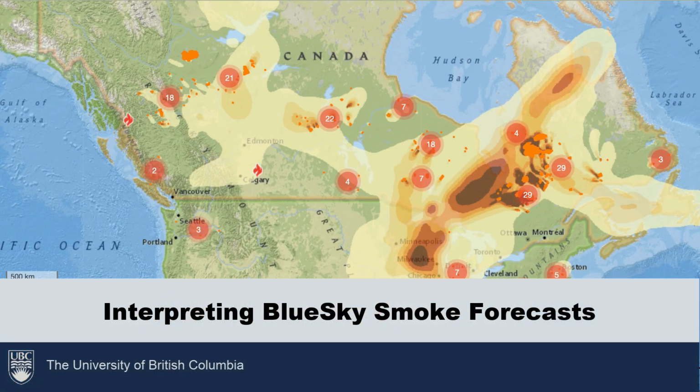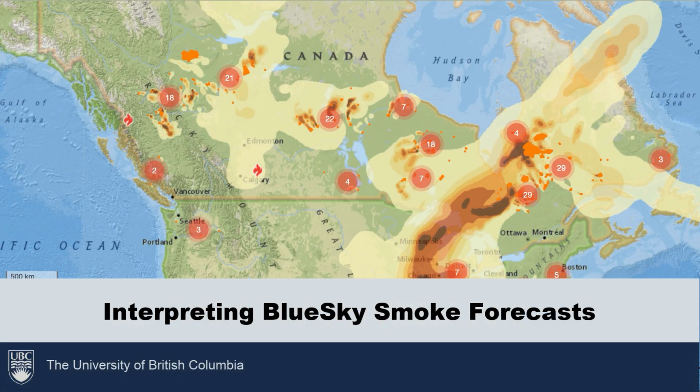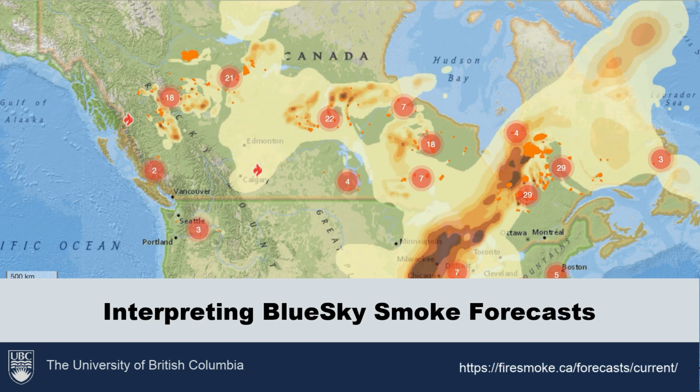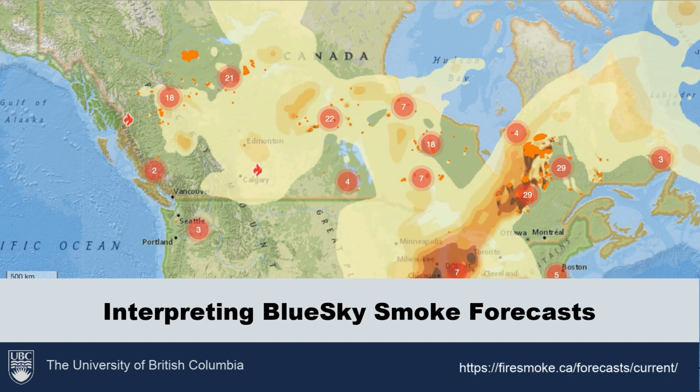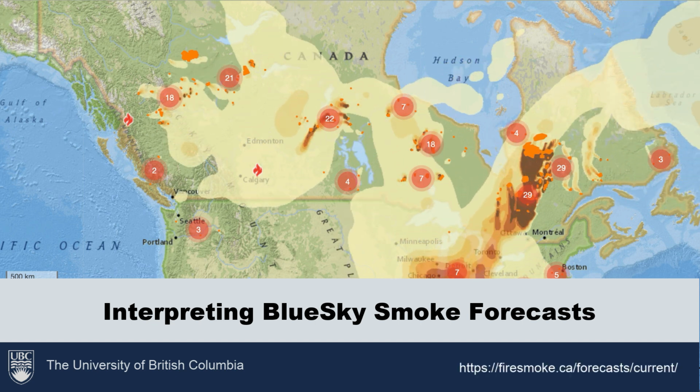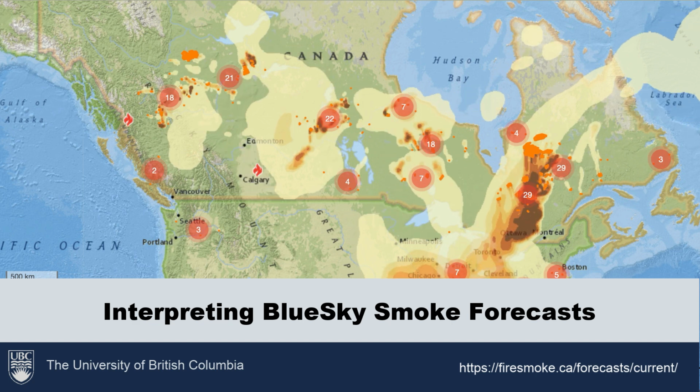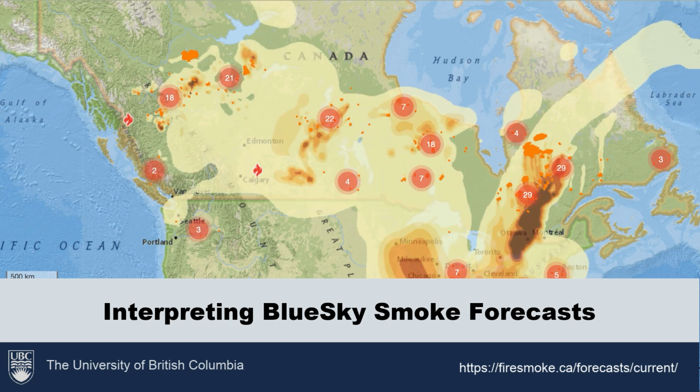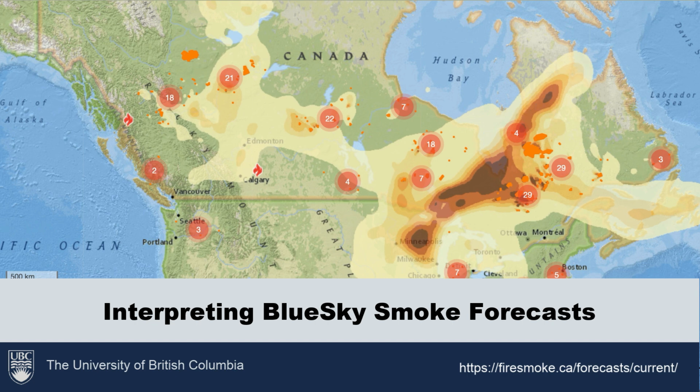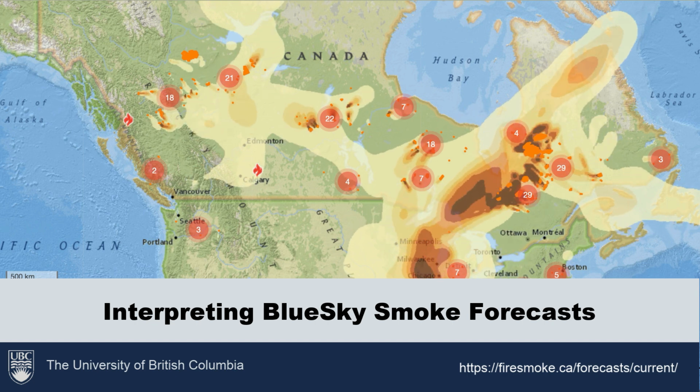Welcome to Interpreting Blue Sky Smoke Forecasts. This tutorial is designed to showcase our smoke forecast map, found at firesmoke.ca/forecasts/current. At the end of this video, you will be able to recognize map features and understand how to apply our smoke forecast to real fire smoke dispersing in Canada and the United States.